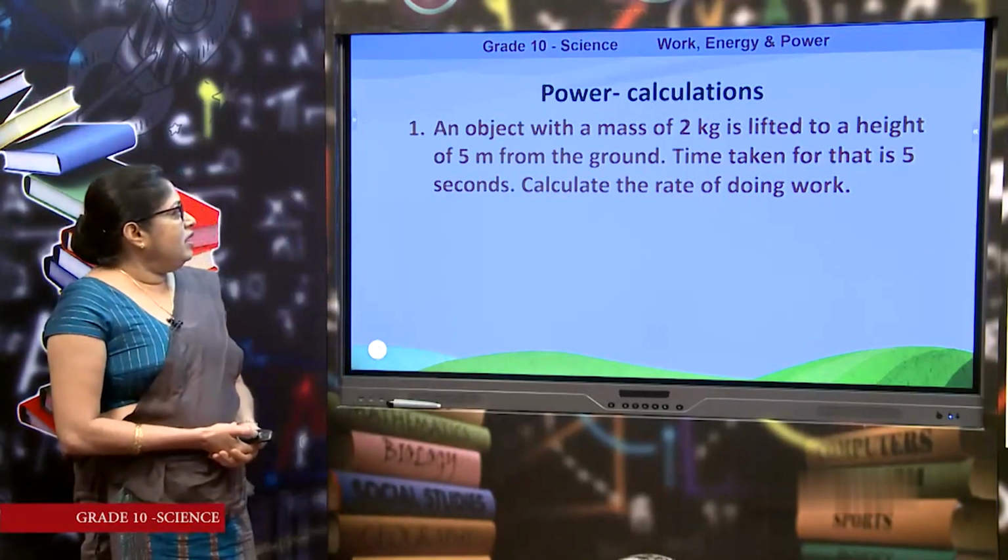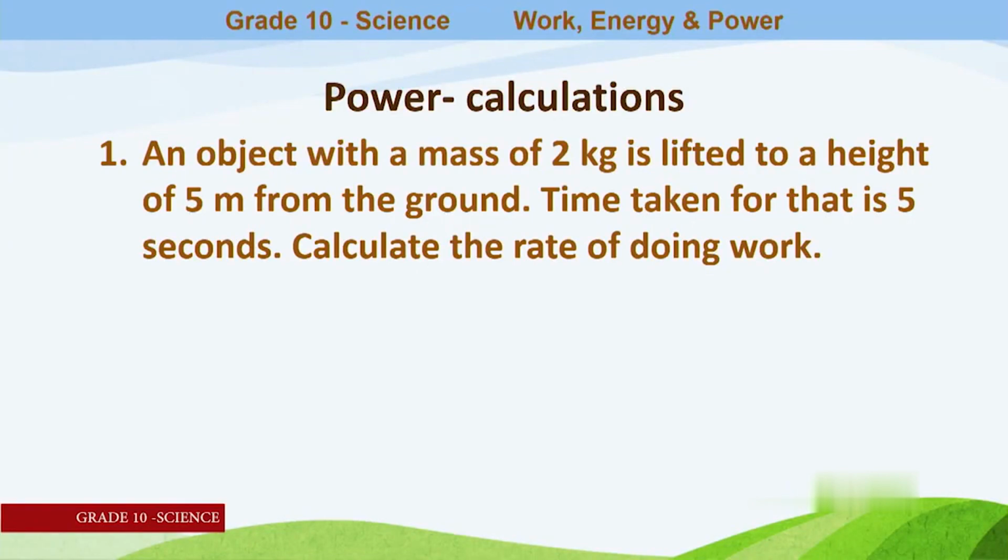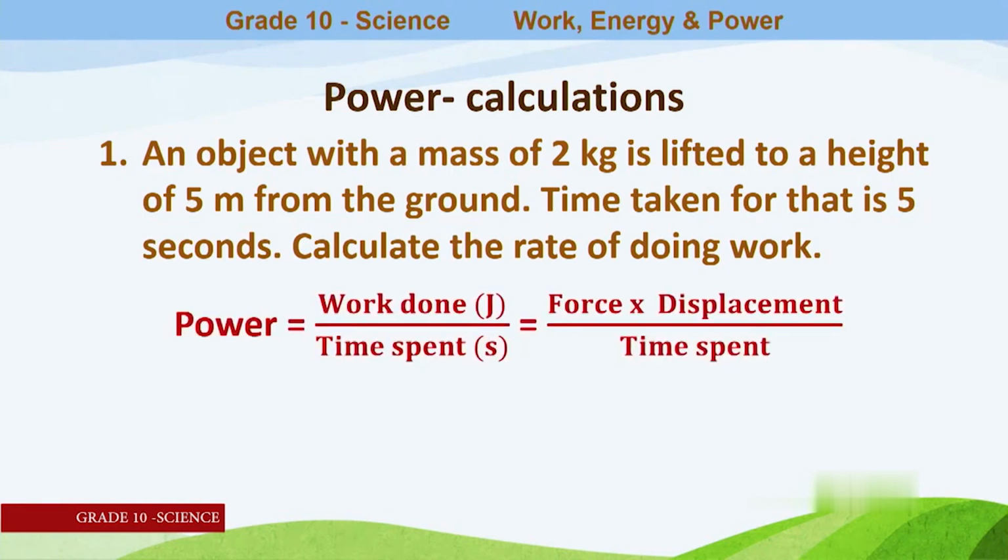First one, an object with a mass of 2 kg is lifted to a height of 5 meters from the ground. Time taken for that is 5 seconds. You are asked to calculate the rate of doing work. Here you are not asked to calculate the power, but you should understand rate of doing work is power. So, you have to write the equation related to power. So, this is the equation: power equals work done divided by time spent. Now, you can apply values.